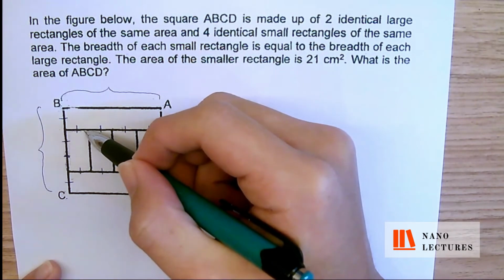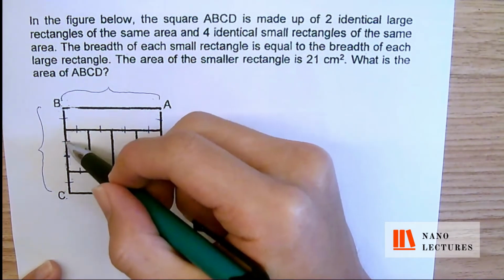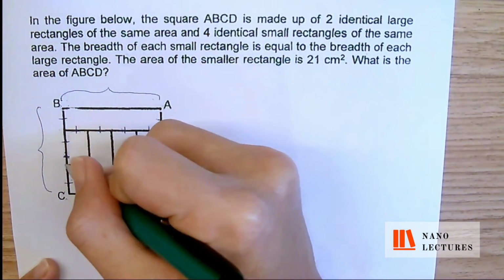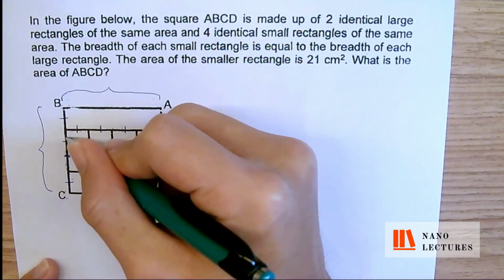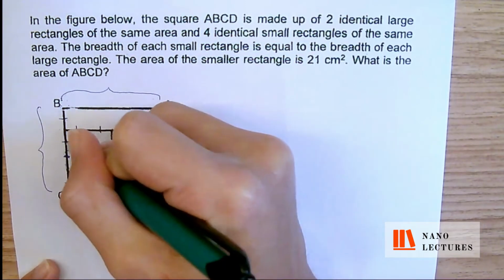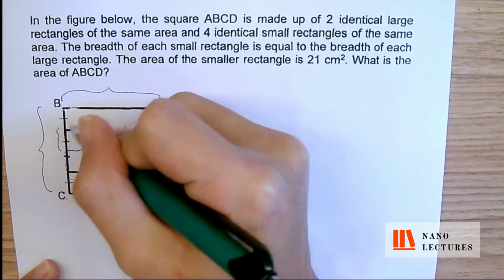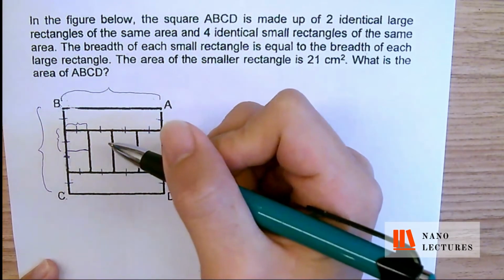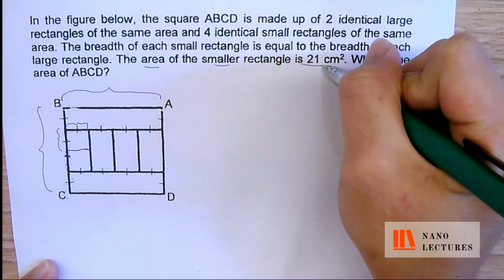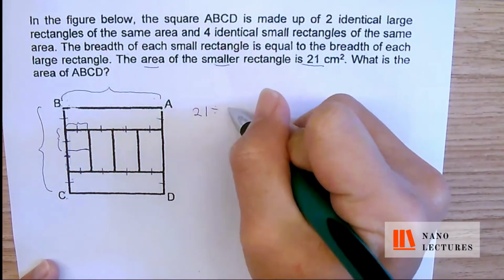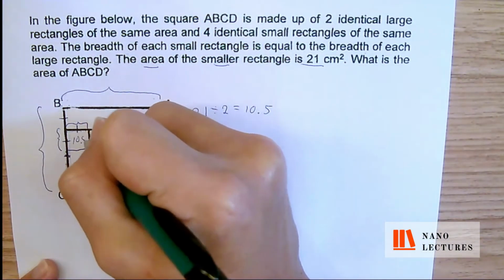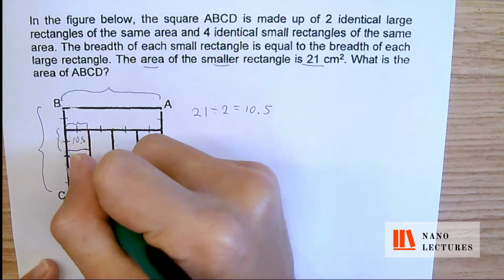Now why is this important to us? Because right now I'm going to cut this small rectangle into 2 parts. If I cut it into 2 parts, it will become a square. Because if this is twice the length of this, if I cut it into 2 parts like this, this will be the same as this, therefore making this into a square by itself. So they mentioned to us that the area of the smaller rectangle is 21. If I cut it into 2, I'll be getting 21 divided by 2, giving us 10.5. So the area of this is 10.5 and the area of this is 10.5, and this is a square.